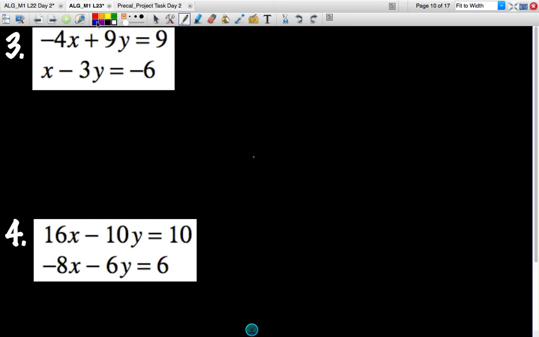So let's look at the x's. What can we multiply this bottom equation by to eliminate a variable in the top? We can multiply the bottom by positive 4, and that would give us on the bottom 4x minus 12y equals negative 24. Remember to distribute whatever you multiply by all the way through.